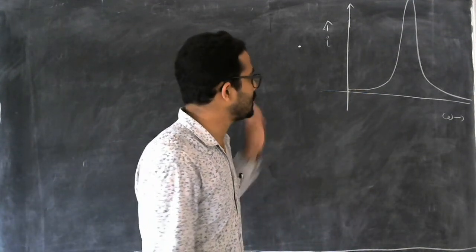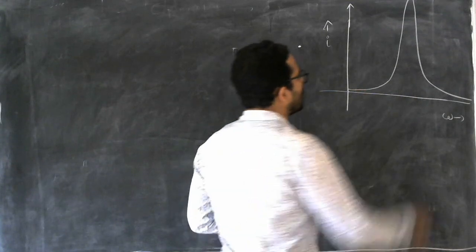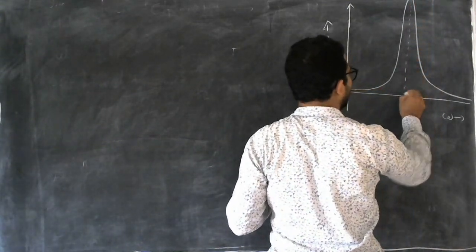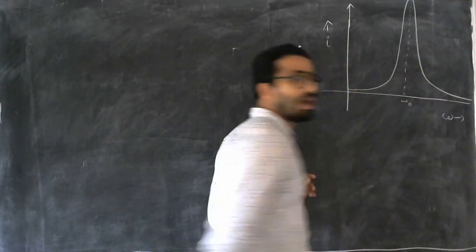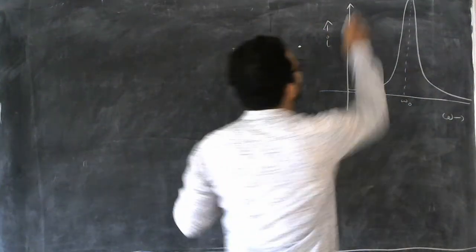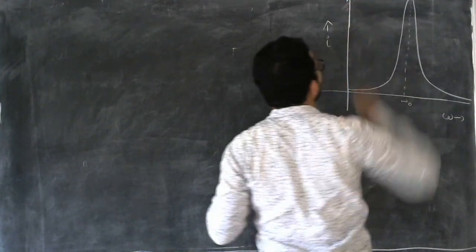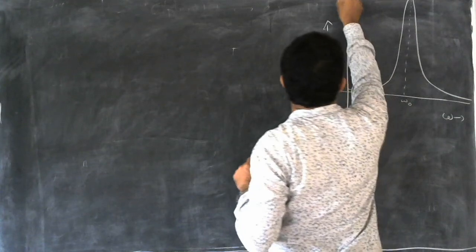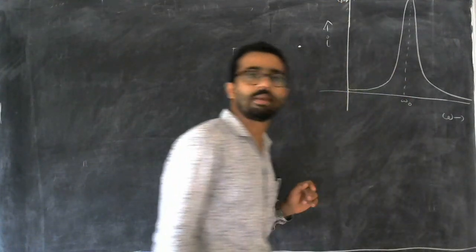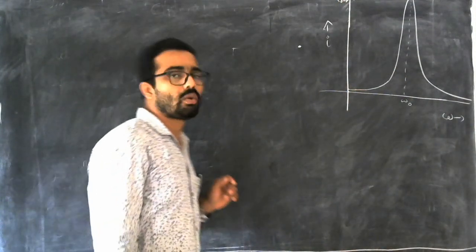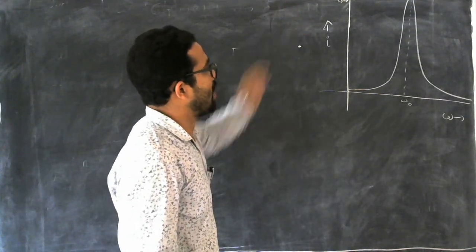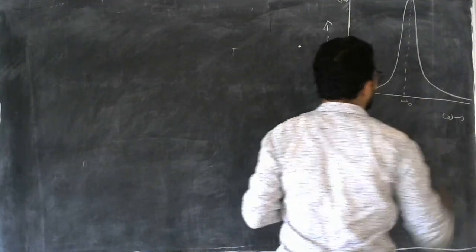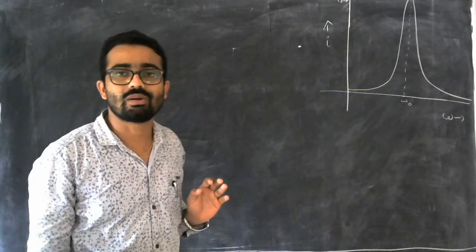For different frequencies, there are different values of current. But at one particular value, let's say omega naught, the value of current observed is maximum. So this is the maximum value of current. Let's write that as Im. Im means it is a peak value or maximum value. This peak value of current occurs only at one particular frequency, that is called omega naught.